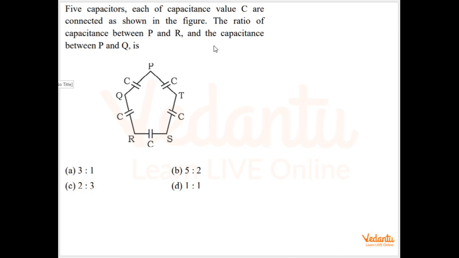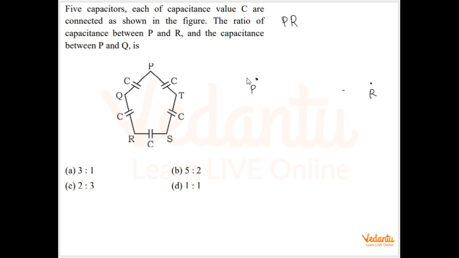Next, in this question, my dear bacha log, each capacitor has a capacitance C. We have to calculate the equivalent capacitance between P and R and the equivalent capacitance between P and Q, and then take their ratio. So beta, when I calculate the equivalent capacitance between PQ, I will draw P on one side. Sorry, let's first calculate PR. I will draw P on one side and R on the other side.